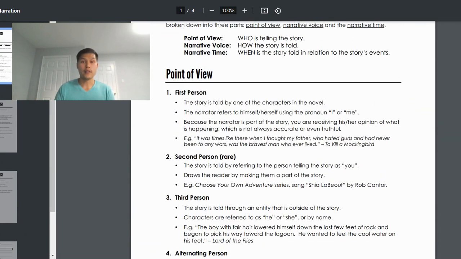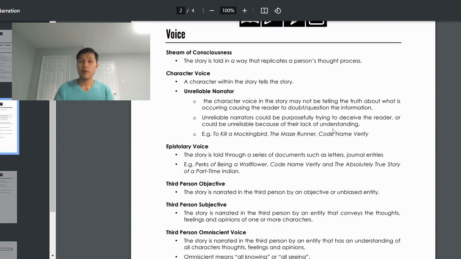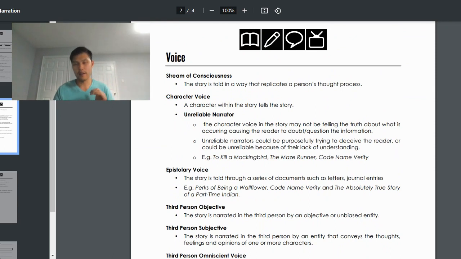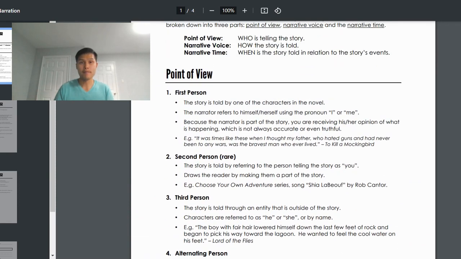Now that we've gone through the idea of point of view, it's time for narrative voice. Narrative voice has a number of categories, so pay attention closely. Stream of consciousness. The story is told in a way that replicates a person's thought process. Character voice. A character within the story tells the story. Unreliable narrator. The character voice in the story may not be telling the truth of what is occurring, causing the reader to doubt, question the information. We referred to this earlier when we were looking at first person.